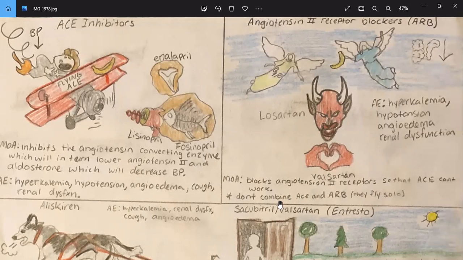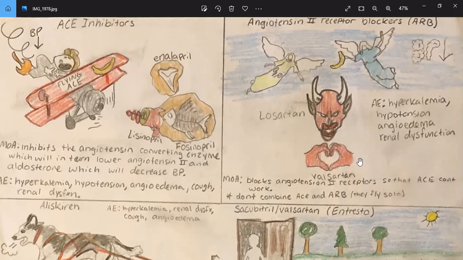So the mechanism of action is that it blocks angiotensin 2 receptors so that angiotensin 2 can't work on those receptors. So we have the same effect over here, where angiotensin 2 doesn't work, and then aldosterone doesn't work, and then it lowers blood pressure.